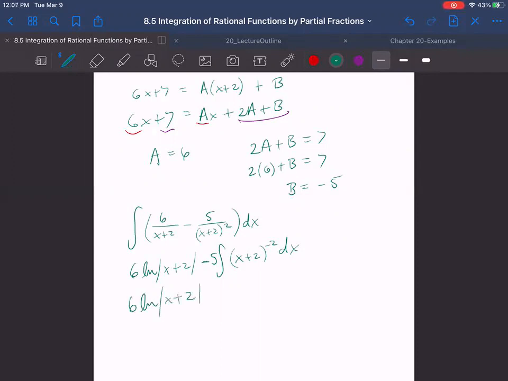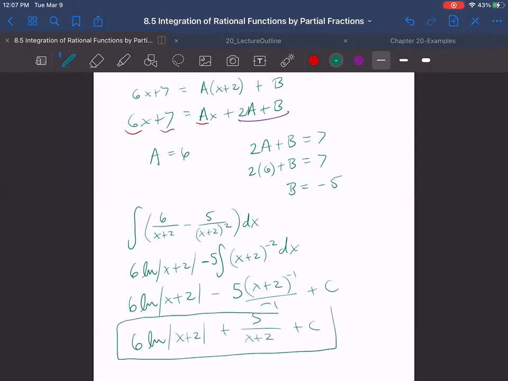And so after we do all that substitution, we have 6 natural log x plus 2. And then this will be -5, but over, and then x plus 2 to the -1 over -1 plus some constant. I can use c here because we didn't use c up above. And so this is 6 ln absolute value of x plus 2 plus 5 over x plus 2 plus c. That was just terrible.